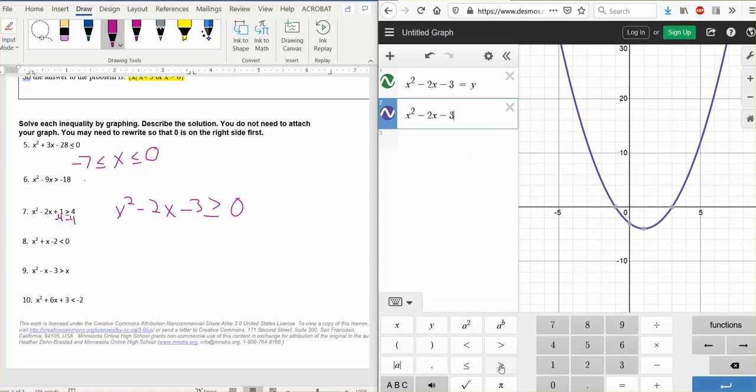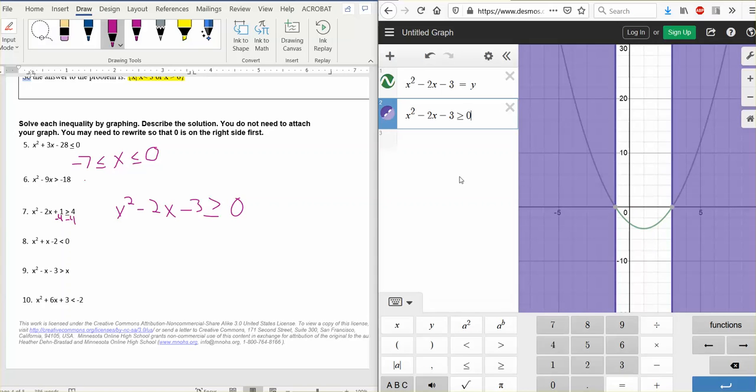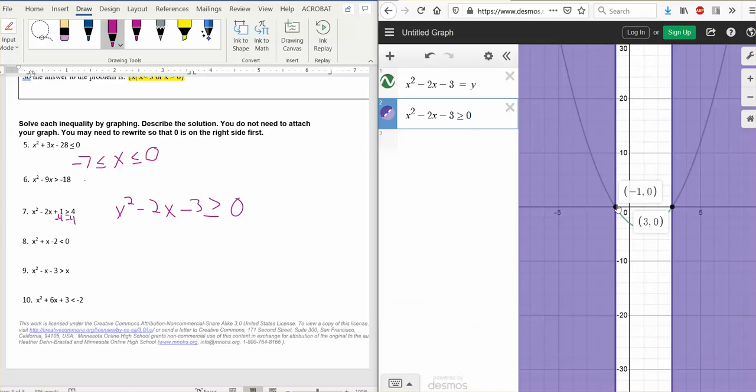Now this is one where it's greater than 0 here and here. So there are two places, but not in between them. So whenever x is less than or equal to -1, or when x is greater than 3, then the parabola lies in the correct region.